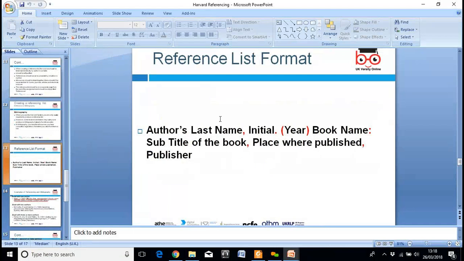The format is the author's last name, the initial, the year, the book name, the subtitle of the book, the place where it was published, and the publisher. Right.